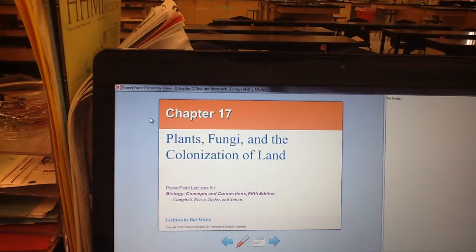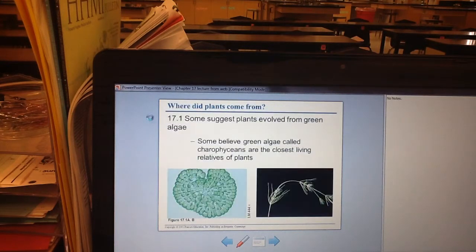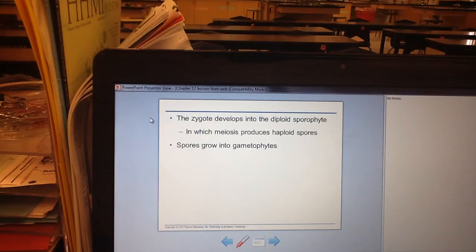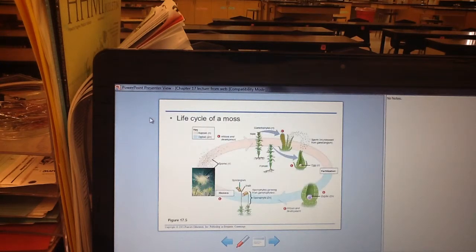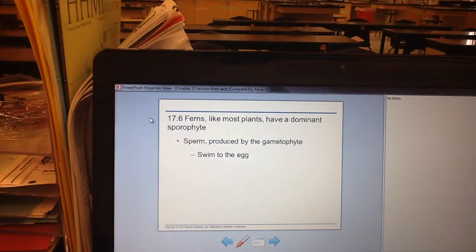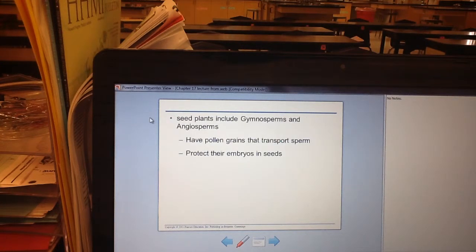Here we are, AP Biology, Chapter 17. We're going to be focusing on the evolution of plants, and this is video 2, so we'll be focusing on gymnosperms and angiosperms. Previously we talked about how plants made the shift from the water to land. We talked about the alternation of generations, mosses, and ferns. What we're going to be focusing on today are those gymnosperms and angiosperms, and these are plants that make seeds.